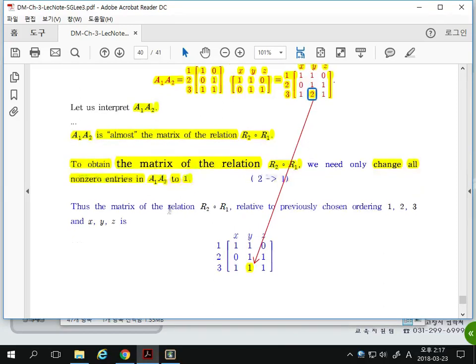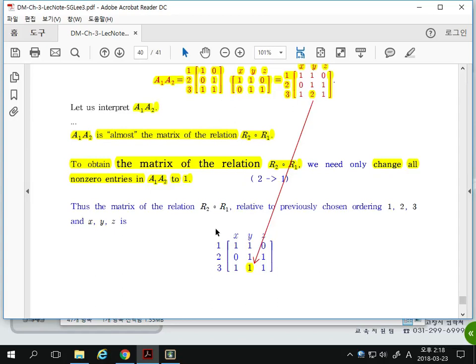Our conclusion is it will be okay. So now we define the matrix of the composite of two relations R2 and R1 by only changing all non-zero entries in A1 A2, the product of the two matrices, to 1. So if we have a non-zero entry, we make it 1. Then we define that matrix as the matrix of the composite relation.